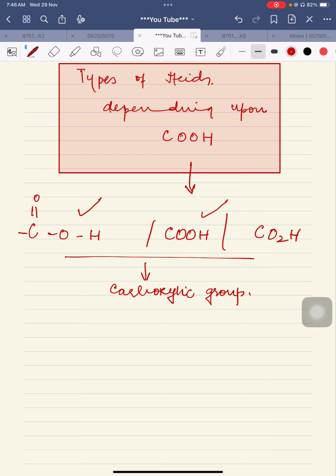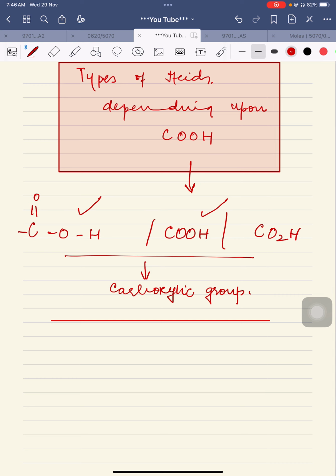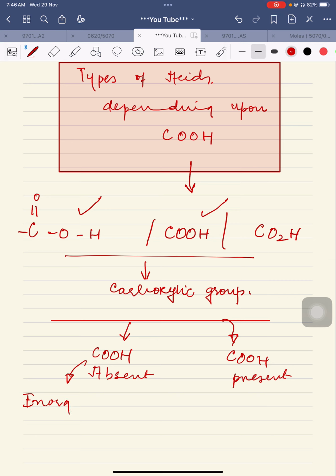So now the point is this: the carboxylic group is either present or absent. This is called COOH absent. This is one categorization. It is not present. And the other is COOH present. Let's see what is happening. In case of absent, we can say these are called the inorganic acids.